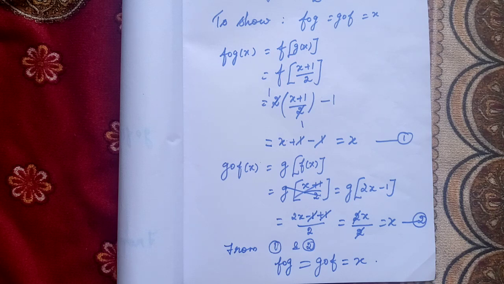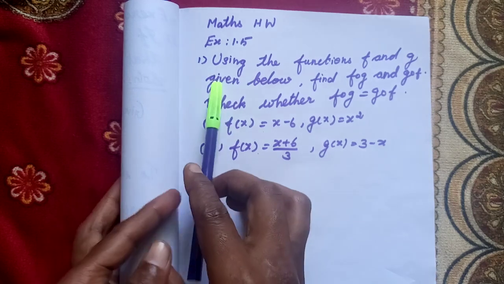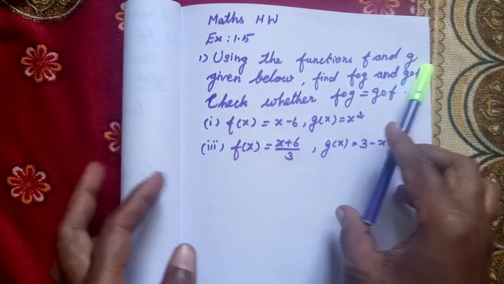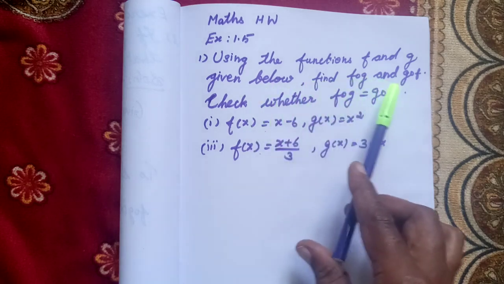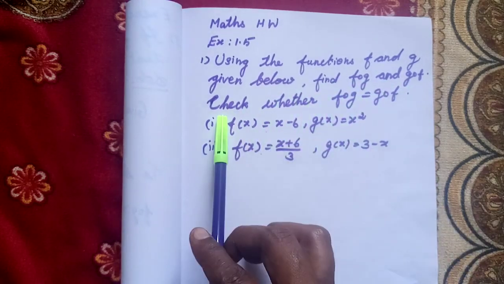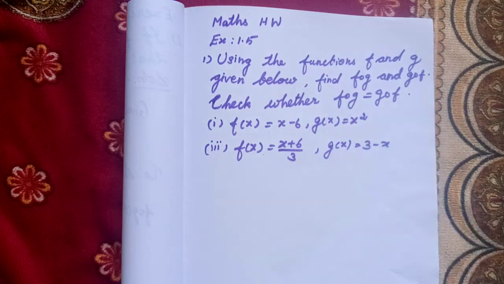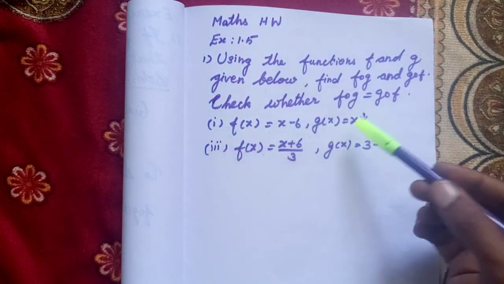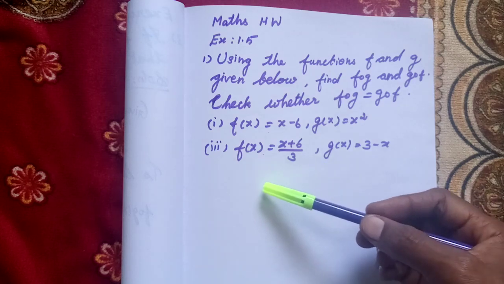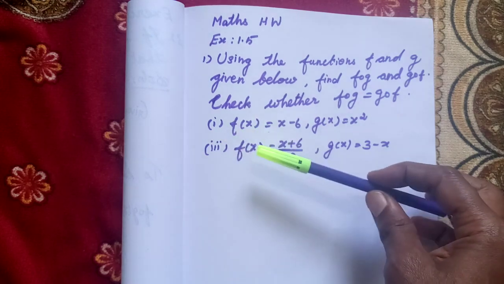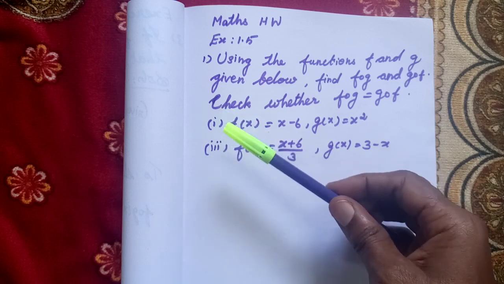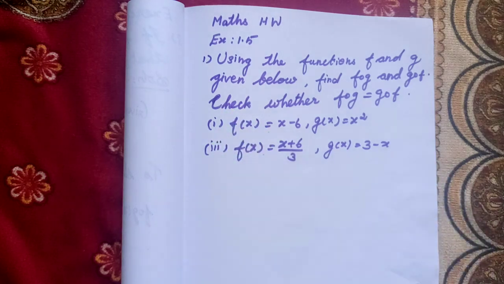Now I am going to give only 2 problems as homework. You have to complete the homework problems. Exercise 1.5, first one, 1 and 3 is homework. Exercise 1.5, first problem: using the functions f and g given below, find f composite g and g composite f. Check whether f composite g is equal to g composite f. The first and third problems are homework. Okay. Can you do this? Do this problem. Learn every day's portion thoroughly. Okay. Thank you, students.